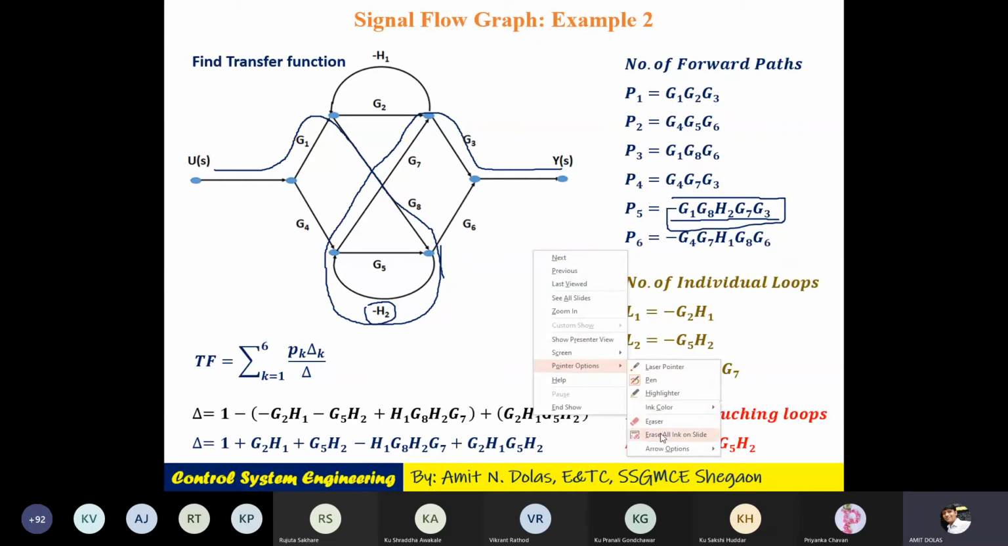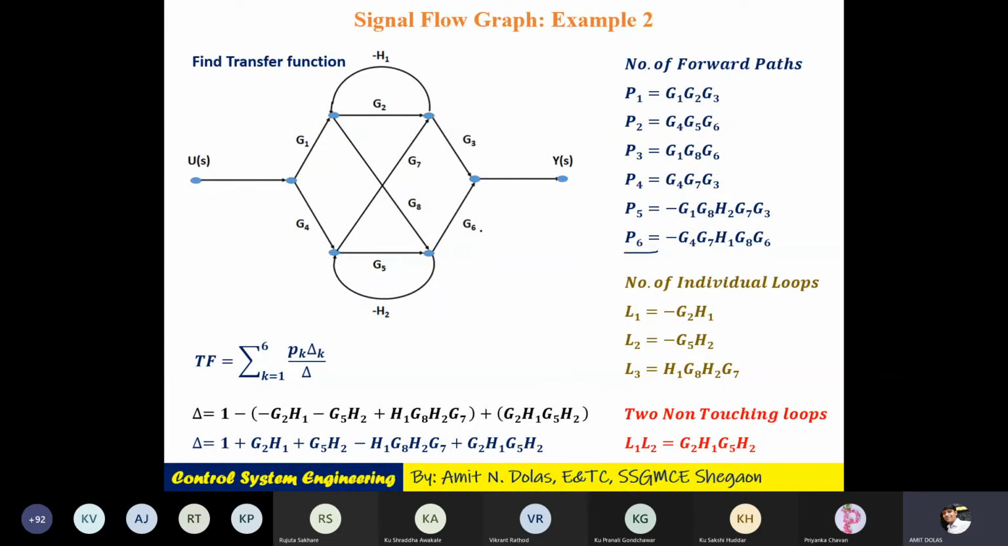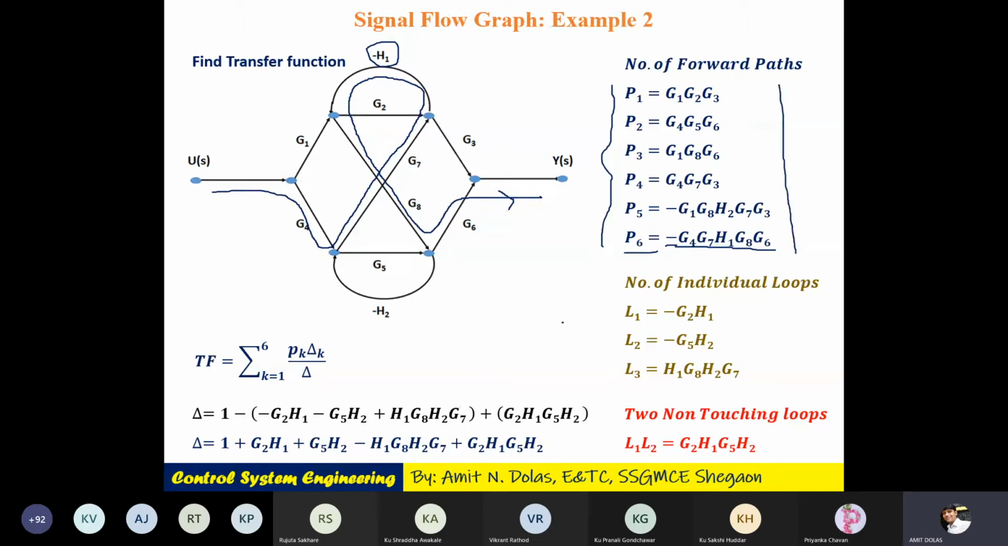Then here is another path, P6. That will be G4, then G7, then minus H1, then G8, and then G6. So G4, G7, H1, G8 and G6. The minus sign is due to minus H1 here. So we found all the possible paths, and there are 6 paths in this graph.